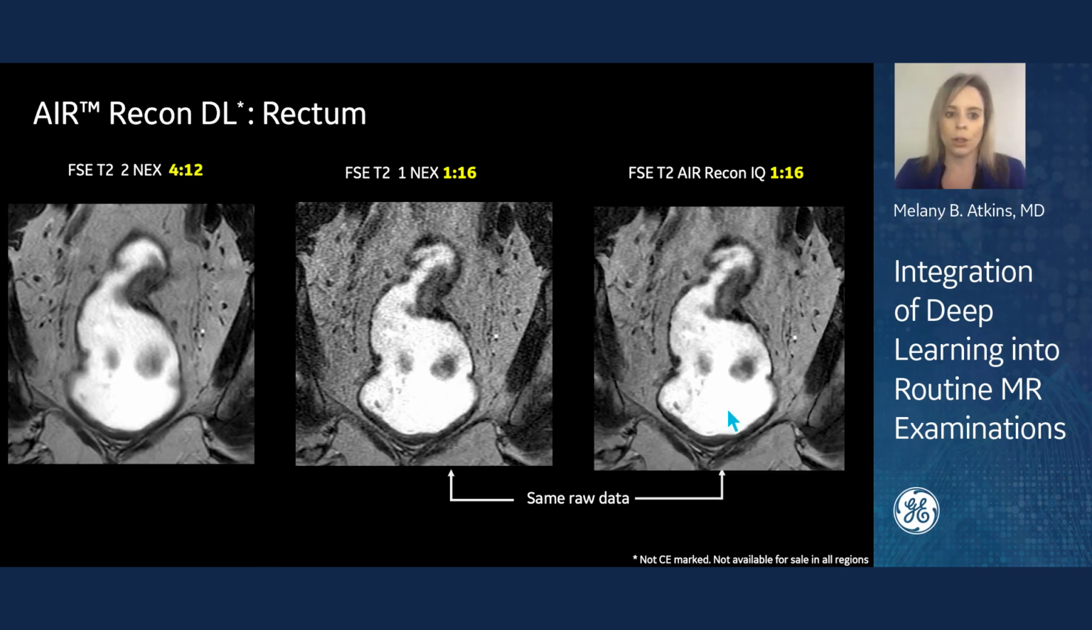This is an additional example of a rectal cancer patient, and I think you can appreciate similar findings. Again, it's hard to see the outline because of some of the blurring that we have. With the low-nex 1 minute 16 second acquisition, we have a lot of noise because of the low resolution. But once we reconstruct with the deep learning algorithm, we can much better appreciate the tumor border as well as the muscularis and the mesorectal fat.